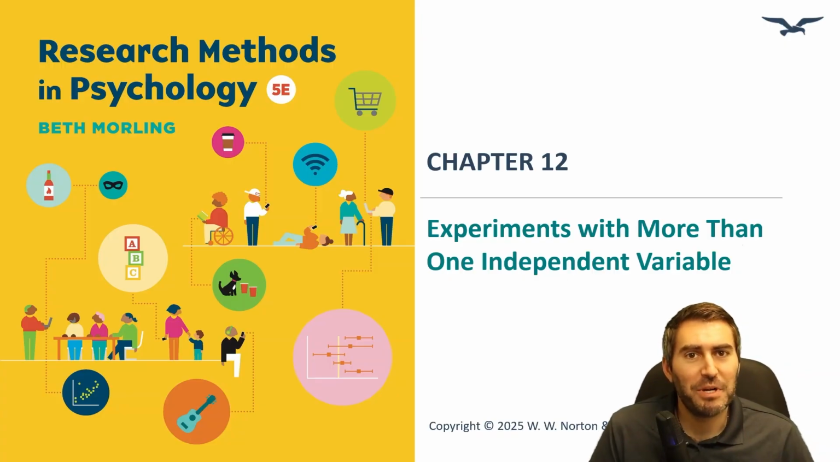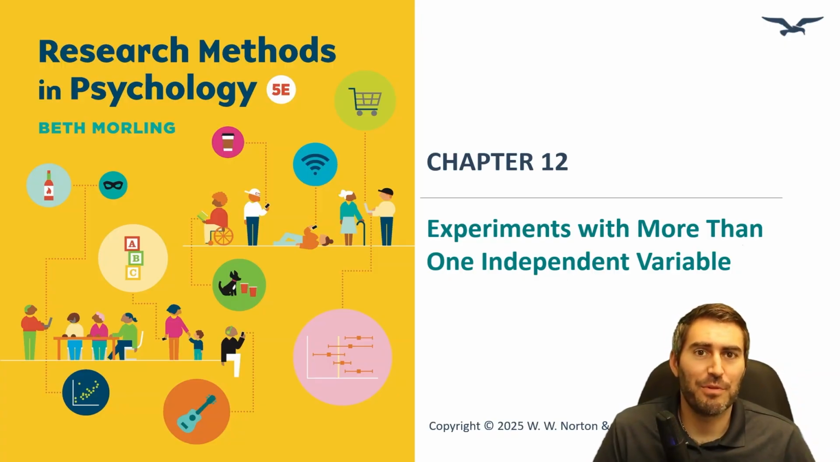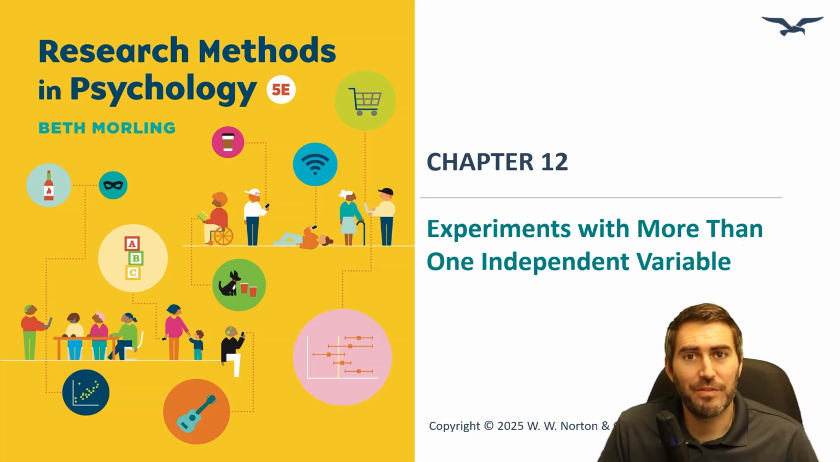All right, so this week we'll be covering chapter 12, experiments with more than one independent variable. This chapter is going to build off of what we've covered last week. Specifically, we'll talk about how we can go from using one independent or manipulated variable to using more than one independent variable. By looking at more than one of these variables in the same study, we're actually able to uncover some additional information about how these variables interact with each other.